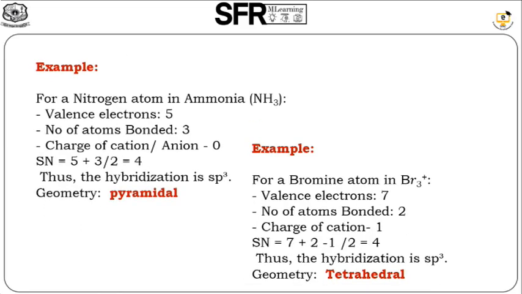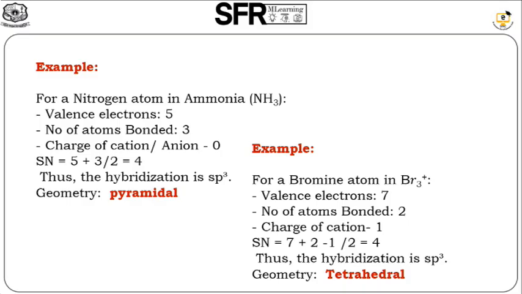Similarly, we predict some other examples. For example, ammonia. For the ammonia molecule, nitrogen is the central atom. The valence electrons present in the nitrogen atom are 5. The number of atoms bonded to the nitrogen is 3 hydrogen atoms, so we put 3. Then the charge of the molecule is nil, so 0. So steric number is equal to 5 plus 3 divided by 2, which is equal to 4. Thus the hybridization of the molecule is sp3.